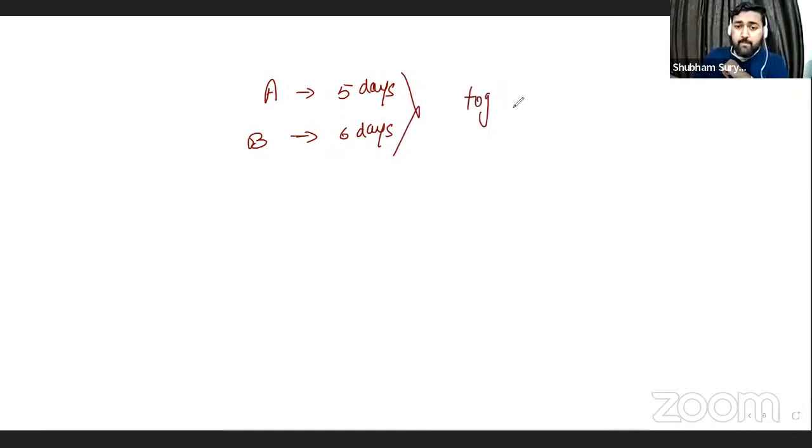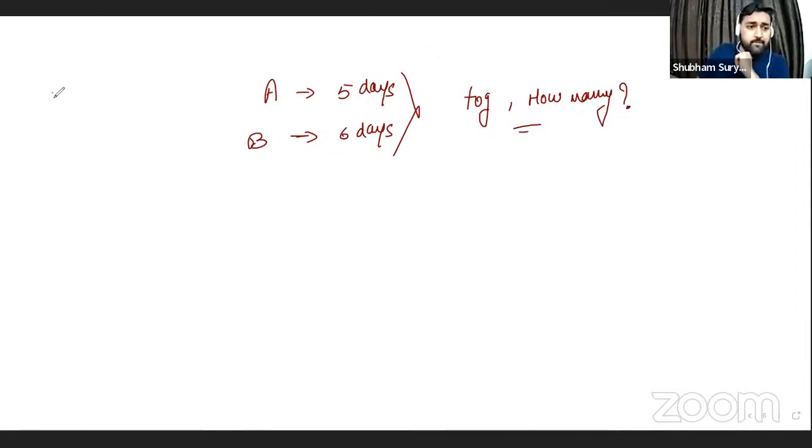Let's say there is a person A who takes 5 days to complete a certain amount of work. There's a person B who takes, let's say, 6 days to complete a certain amount of work. Now, as the work is not given and we are being asked, if they work together, tell me how many days will be required to complete the work.